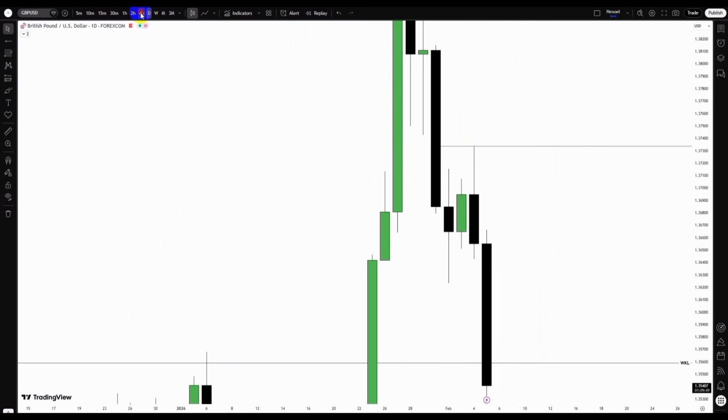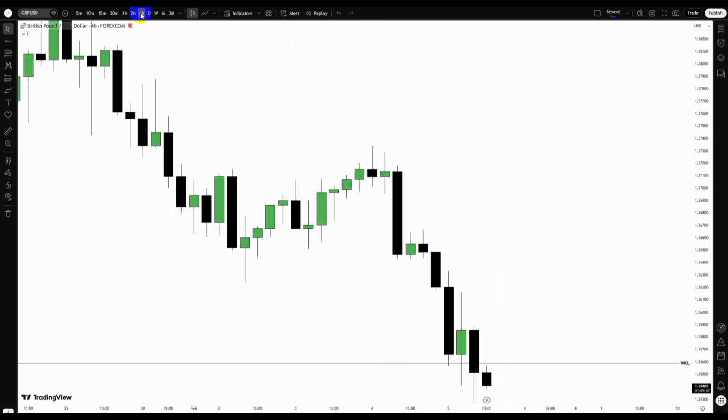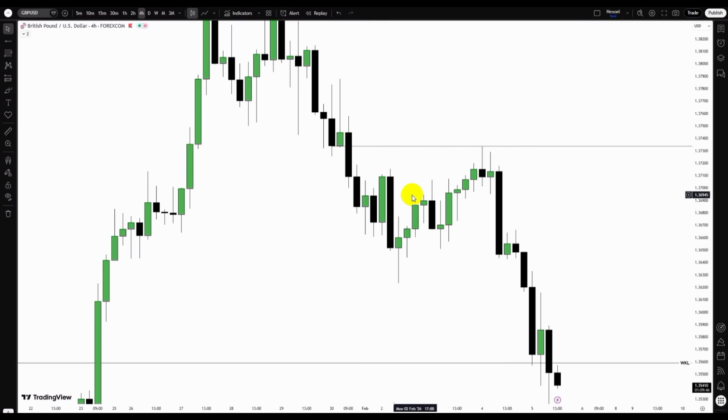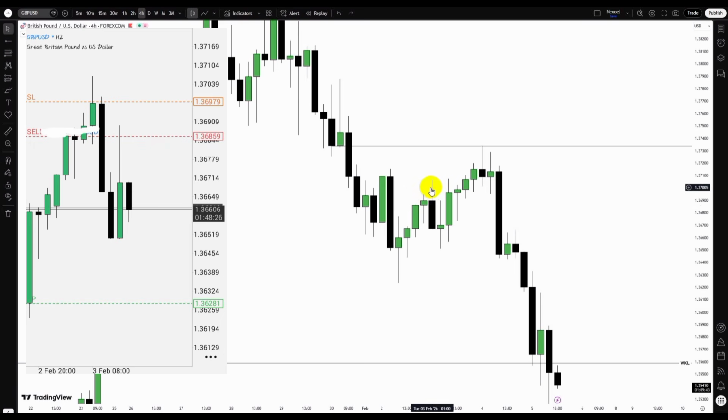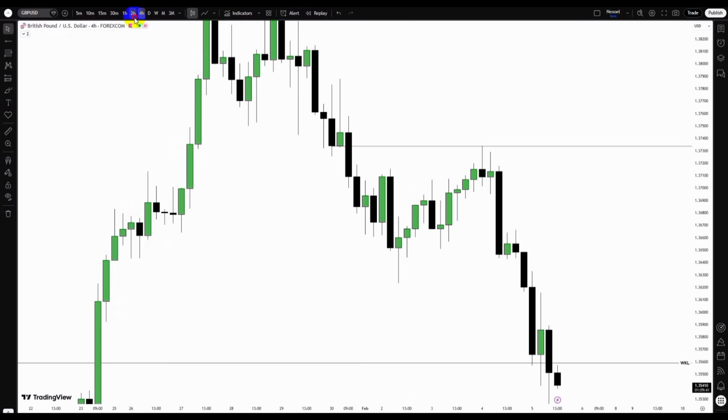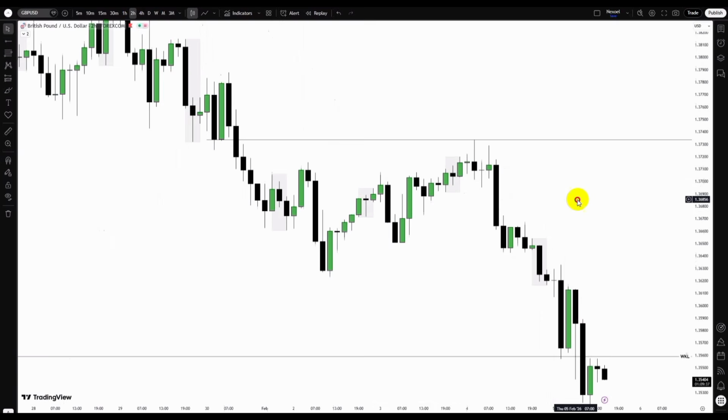Even though I attempted selling, not even attempted, I actually sold from here. You can see that displayed on the screen. That's from the 2-hour time frame. Let's look at the 2-hour time frame. It gives us the clear picture of that.